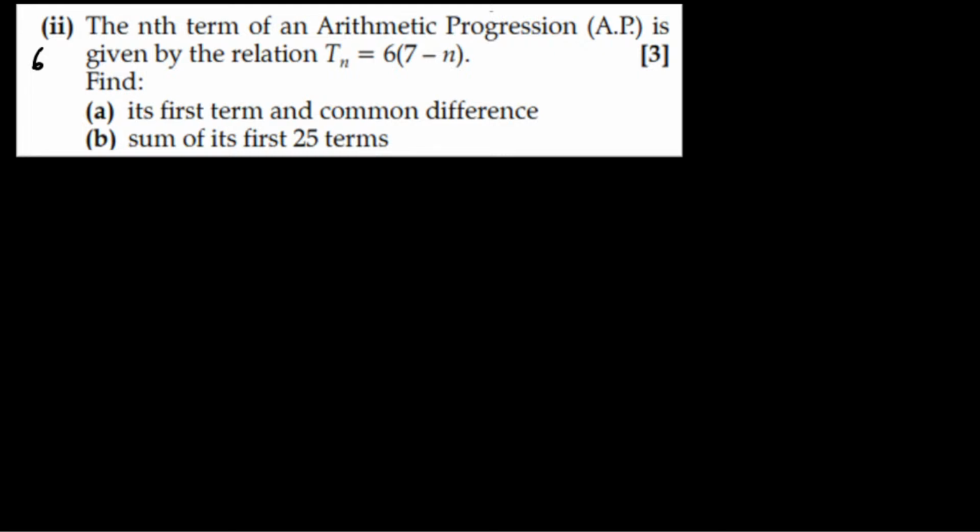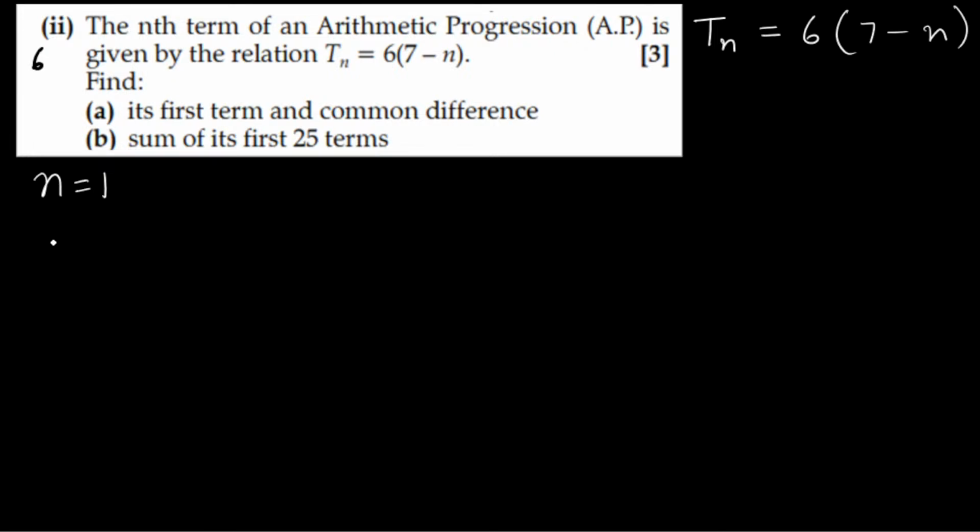Instead of an, they have written tn, so don't get confused. Tn and an mean general term or nth term. So 6 into 7 minus n is given to us. We have to find its first term and common difference. So how to find the first term? Okay, so Jayashree has found the first term, A is equal to 36. See, for the first term, the value of n is equal to 1.